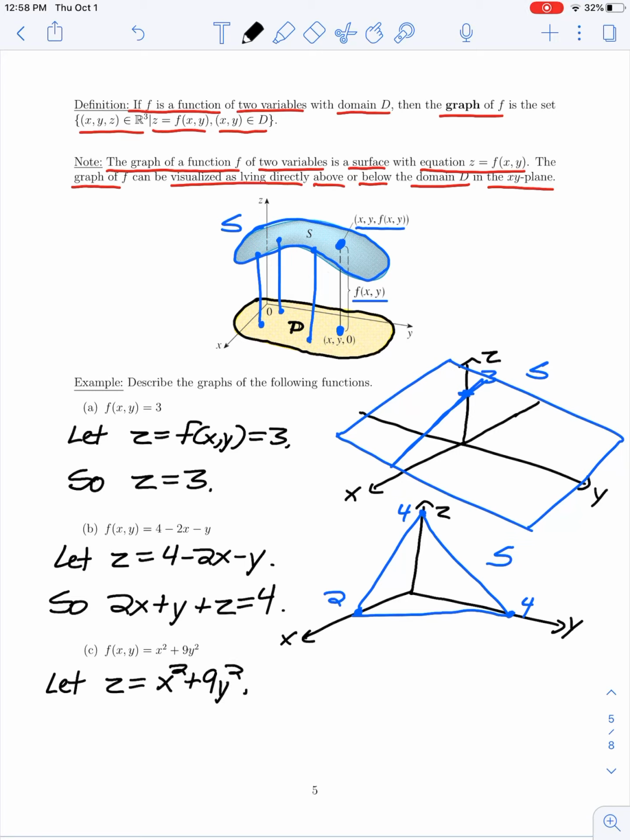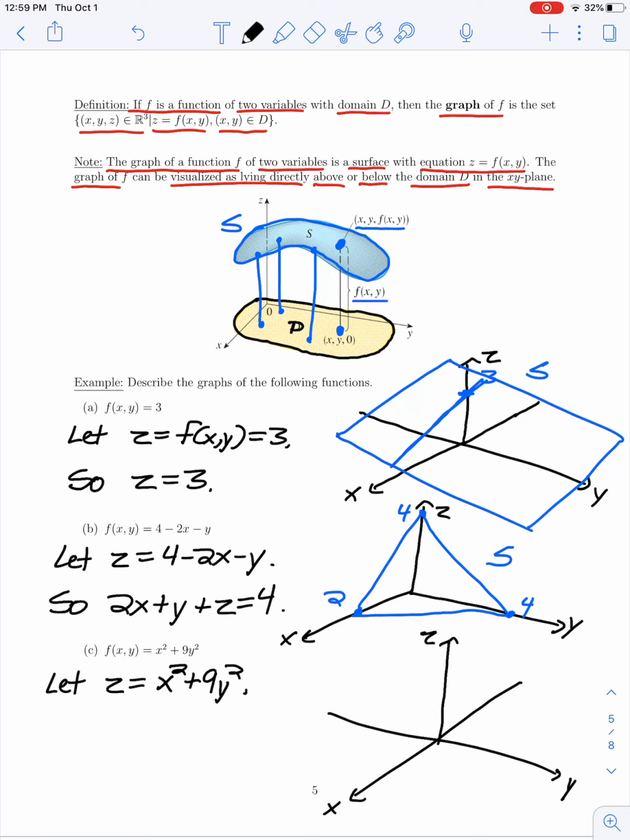So the graph of this function would be the surface defined by setting z equal to f of xy. That is, z equals x squared plus 9y squared. And we can recognize this equation immediately as the equation of a quadric surface. This is the elliptic paraboloid opening upward along the z-axis. So to try to visualize our surface here, let's sketch what this would look like. So we have our x, y, z axes, and this is the equation of an elliptic paraboloid.